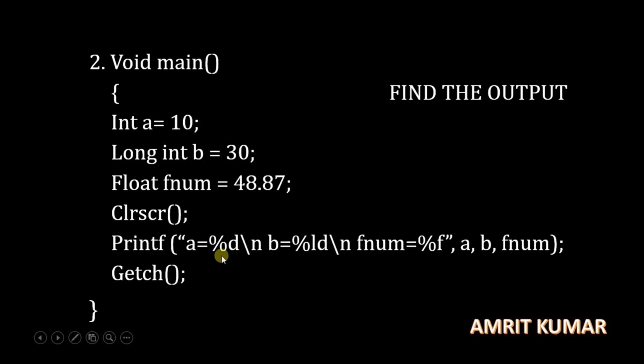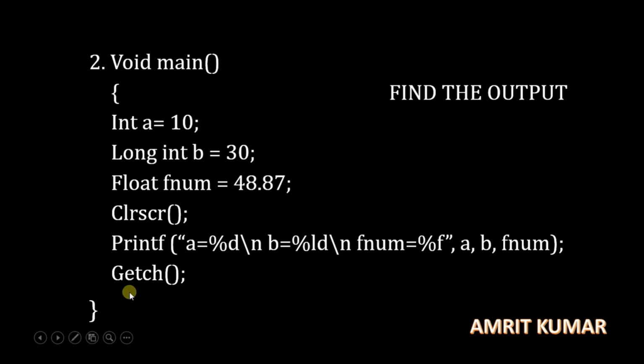It is that a is going to be printed, the value of a. So a is equal to 10 here, then new line, then b is going to be printed equal to 30, then new line, then fnum is going to be printed 48.87. So we can say that our output is going to be a equal to 10, b equal to 30, and fnum equal to 48.87. And this is a very important thing. This format specifier is very important in C language.